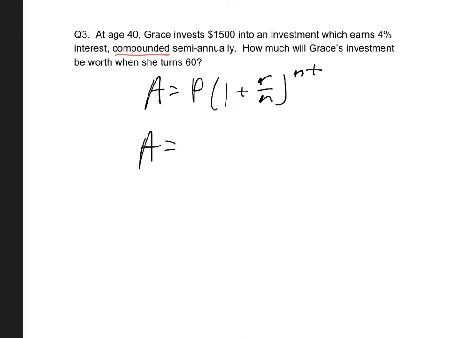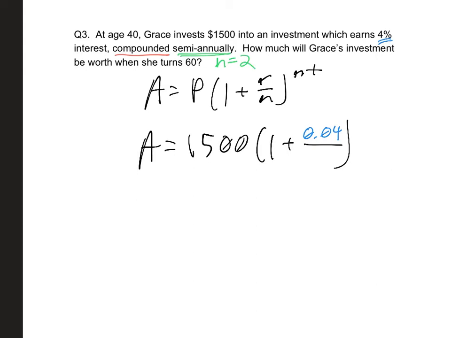Let's fill in what we know. The initial investment, the principal, $1,500. R is the rate of interest, so 4%. We're going to use 0.04. N is the number of times that this investment is compounded every year. So this is compounded semi-annually. Semi-annually tells us that it's compounded twice per year. So N is equal to 2.